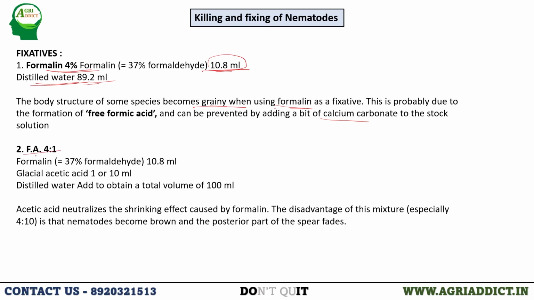The other fixating agent is FA, that is formalin and glacial acetic acid in the ratio of 4 is to 1. Here, formalin, the same quantity, that is 10.8 ml, will be added to the glacial acetic acid of 1 or 10 ml will be taken, and the remaining will be distilled water. The main reason for using acetic acid is to prevent the shrinking effect of the formalin. One more disadvantage of this method is that it becomes brown, and the posterior part of the spear fades by using the acetic acid.